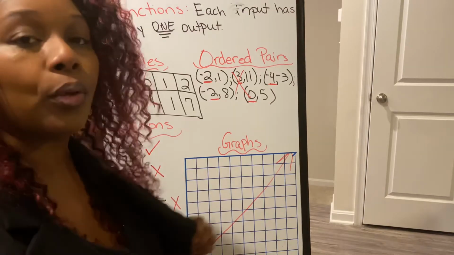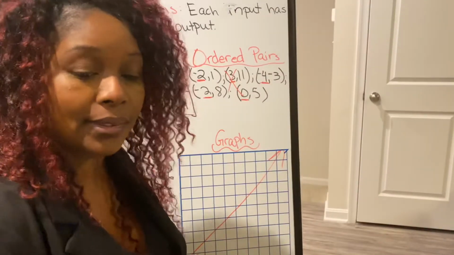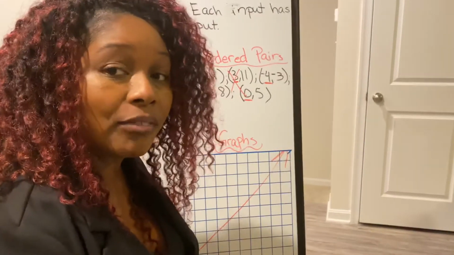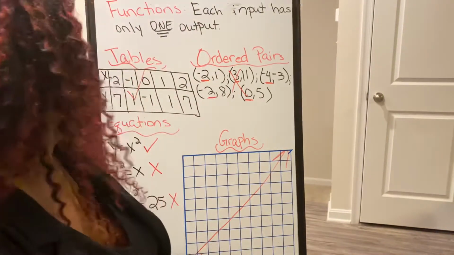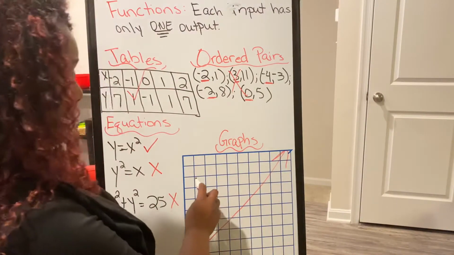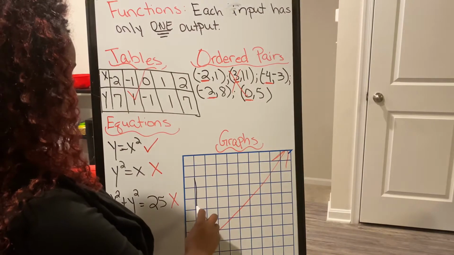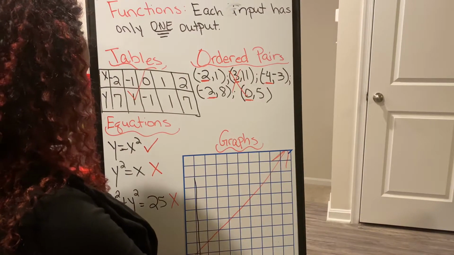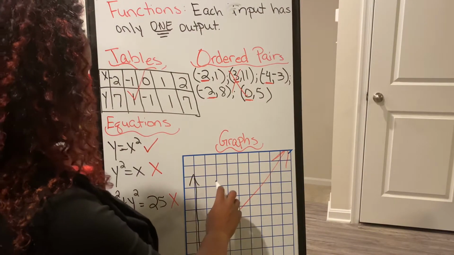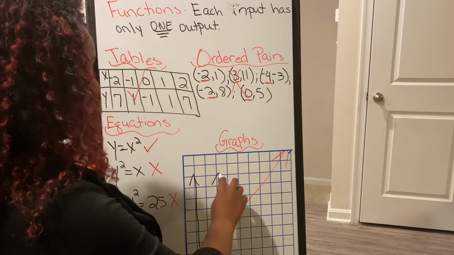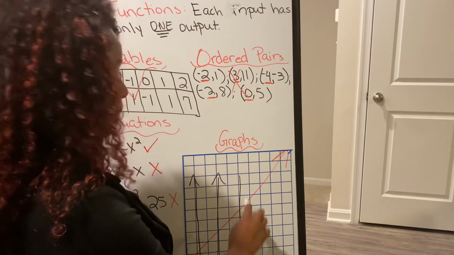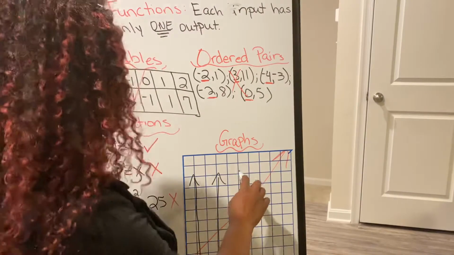I need you to remember when we did the vertical line test. The vertical line test says I'm going to take my line and I'm going to draw lines through it. And I'm going to stay on my coordinate grid lines. So stay on your coordinate grid lines. That's the easiest way to do it.